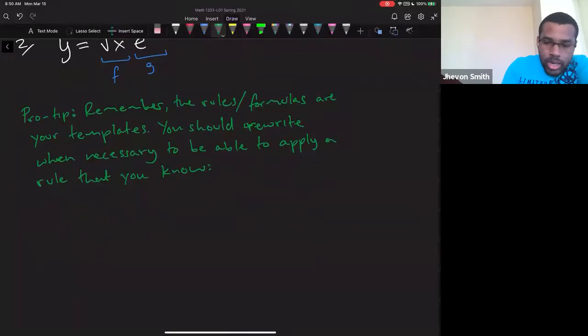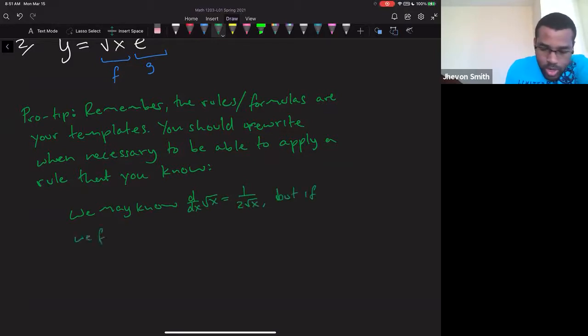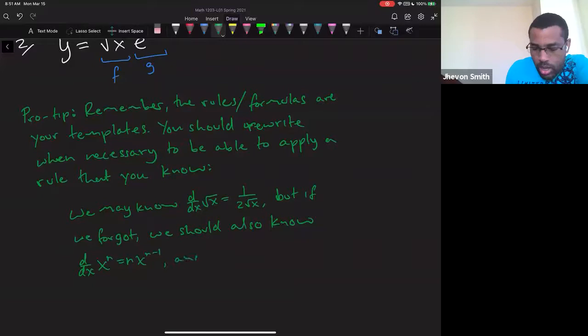Now, what do I mean by that? Here is that we may know at this point that d dx of the radical of x is 1 over 2 radical x. But if we forgot, we should also know that d dx of x to the n is equal to n x to the n minus 1, and I would rewrite this as d dx of x to the half, which is going to be 1/2 x to the minus a half, which is in fact 1 over 2 radical x.